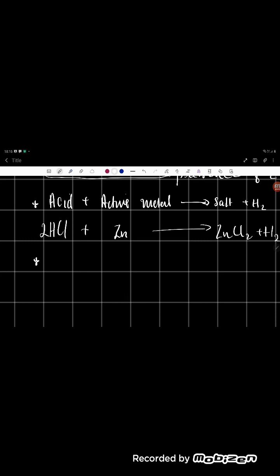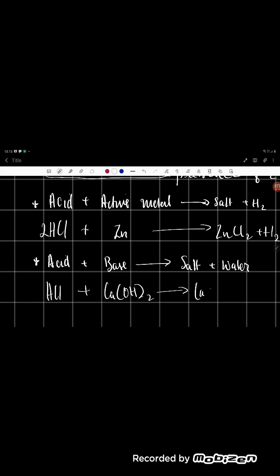The next property is acid plus base will give you salt and water. This is very common. So now again, HCl plus a base, Ca(OH)2, will give you CaCl2 plus 2H2O.